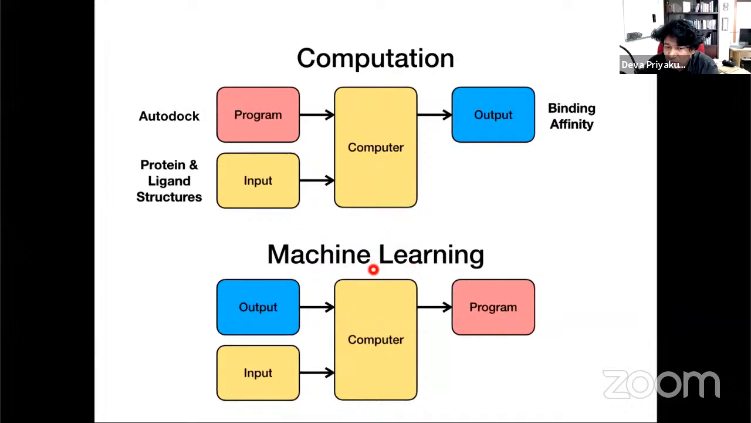When it comes to machine learning, for doing the exact same thing, this is very, very different. What we have done, as you can see, is swap the program and the output. Before, the program is on the left and the output is on the right. Here, the output is on the left and the program is on the right. So basically, you give the inputs and the corresponding outputs to a computer, and then you ask the computer to learn a program that will take this input and produce that output.